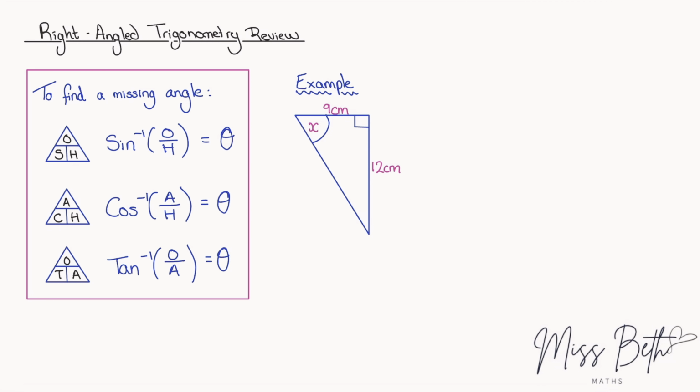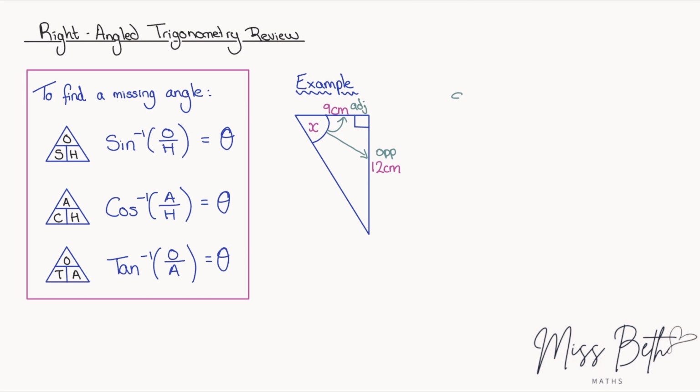Okay, now we're on to an example of finding a missing angle. This is the easier one, just a little less in terms of the number of steps, but you do start off the same way. So again, we want to label our sides. Here I have the opposite, and I also have the adjacent in this question.